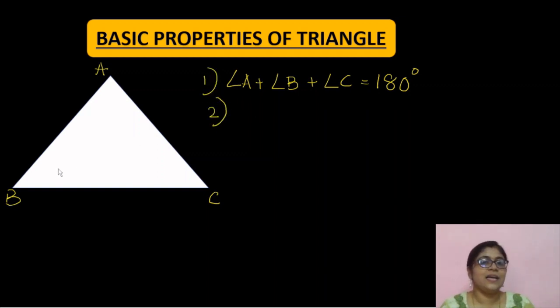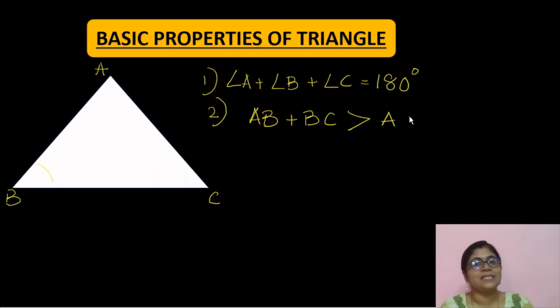Second, the sum of two sides is always greater than the third side. That means AB plus BC is always greater than AC. If AB plus BC is less than AC, then the triangle is not possible. Let's move to the next property.